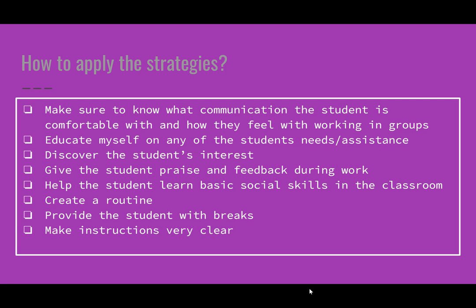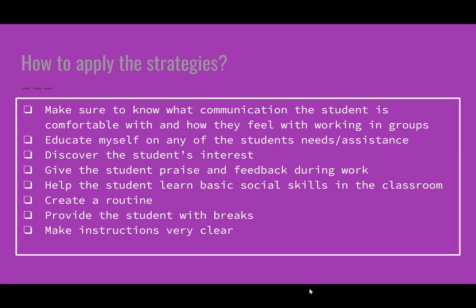I would educate myself on any of the student's needs and assistance. So once again, I would make sure with the student, if they had any special needs, I would make sure that that's being implemented on the daily in my classroom. I would discover the student's interests. This is very important with students with autism. They have one thing normally that they think is amazing and they're so interested in. So I would love to know that so I can implement that into my lessons so that the student will be even more engaged. I will give the student praise and feedback during their work just to motivate them again to work on their work and not get distracted.